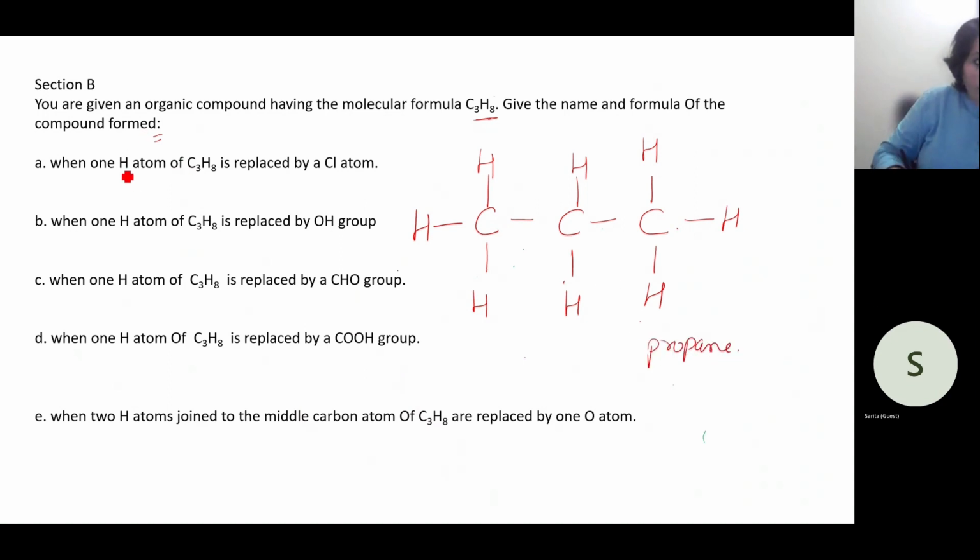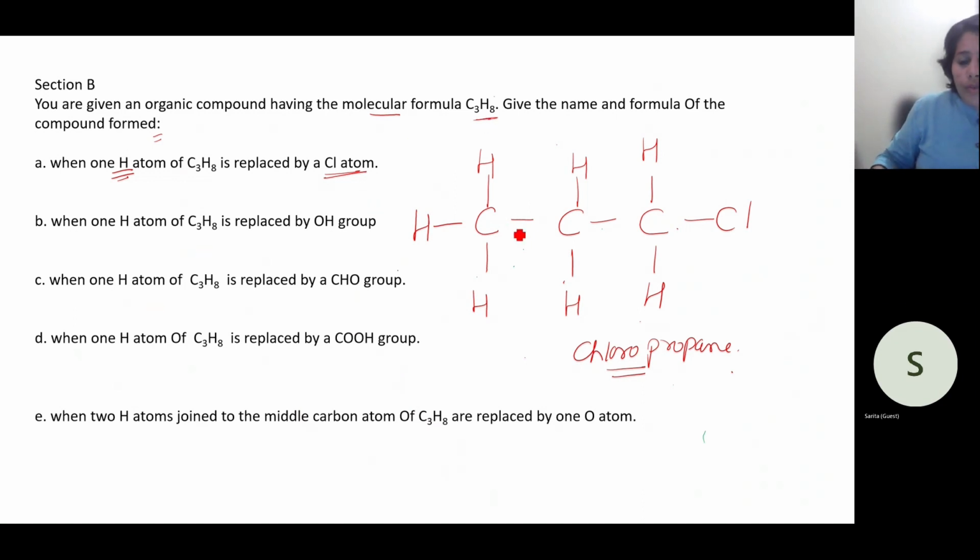So first what we have to put? One hydrogen is replaced by chlorine. So if you are replacing one hydrogen with chlorine, what will the answer be? We have to write the molecular formula and the name. So what is the answer? Chloropropane. The IUPAC name is chloropropane and the common name is propyl chloride.